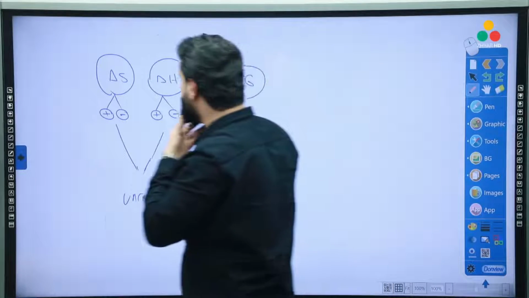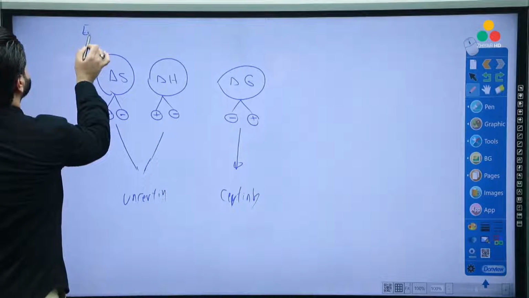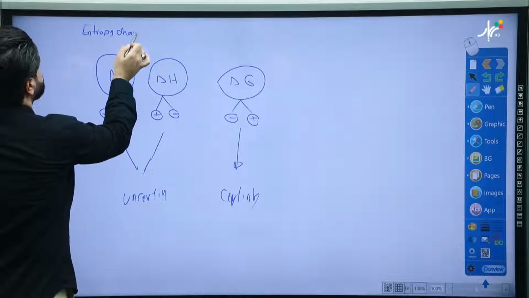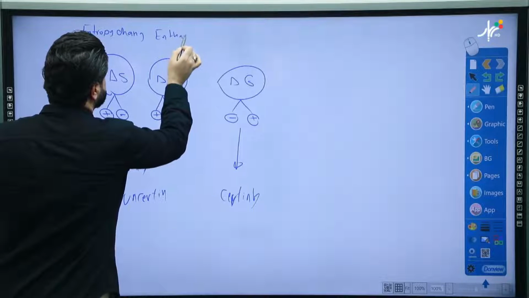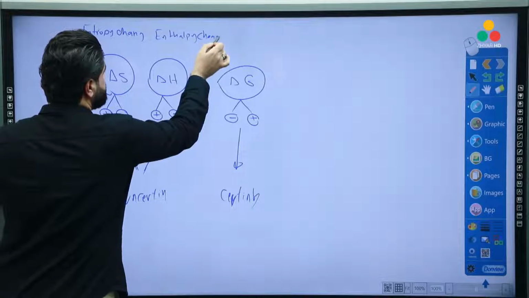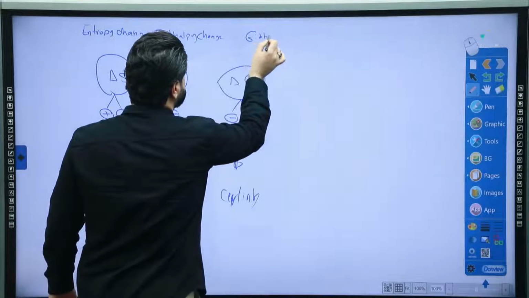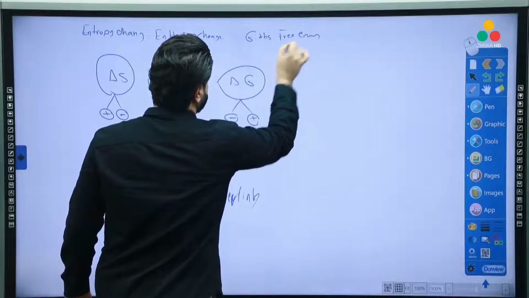Okay, let's write the name of each of them. Delta S is entropy change. Delta H is enthalpy change. Delta G is Gibbs free energy change.